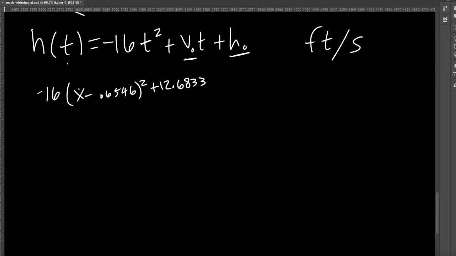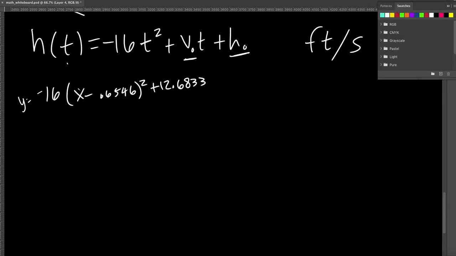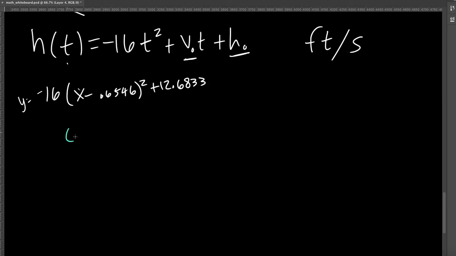Now, if you notice, the equation up here, the general form of this, is in standard form. I currently have mine in vertex form, and so what I need to do is manipulate it a little bit. So what I'm going to do first is square this. I'm going to say x minus 0.6546 times x minus 0.6546. Okay, that's just this piece.